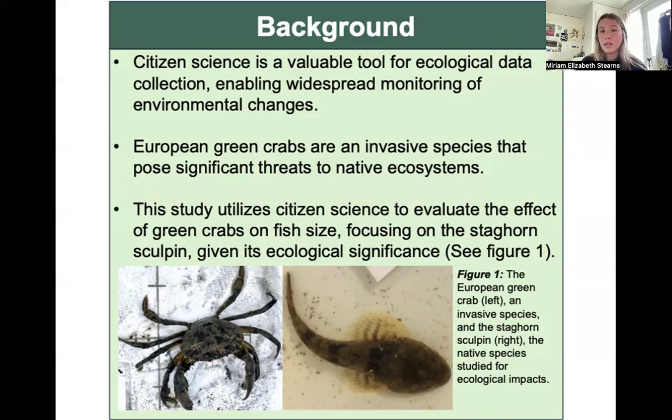So my study aimed to understand the impact of invasive European green crabs on the size of native coastal fish, focusing specifically on the staghorn sculpin due to their ecological significance. The staghorn sculpin are important for maintaining the food web as both predators and prey, and serve as indicators of habitat condition.